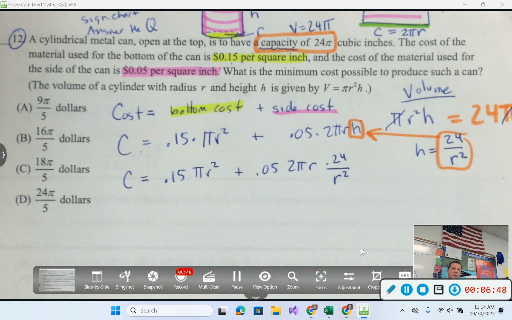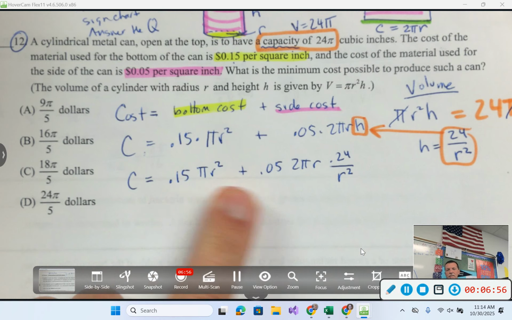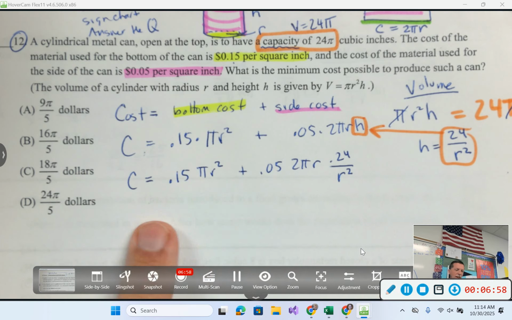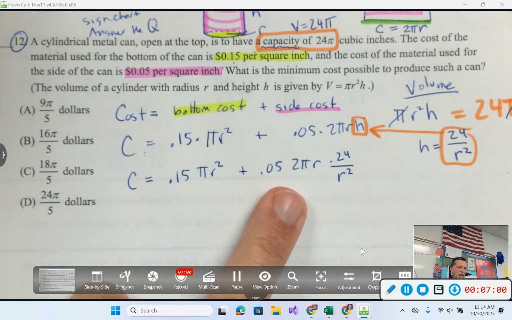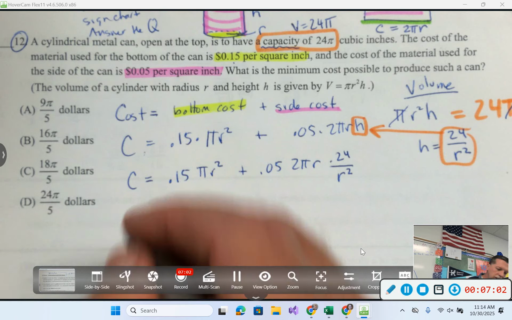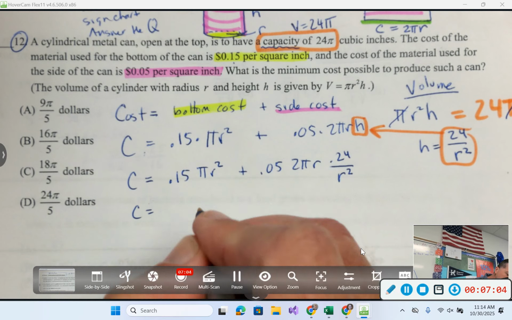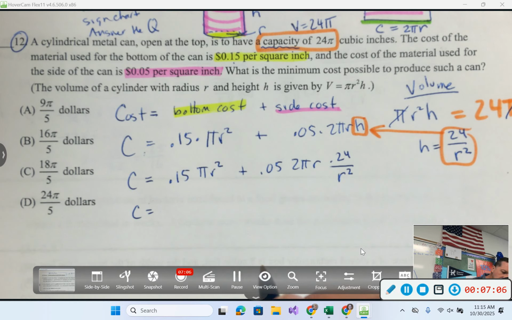Peeking ahead. I need to take a derivative, but I'm peeking ahead at my answers, and my answers are all fractions, so it might be wise at some point to change these to fractions. Maybe not yet. Maybe we could take a derivative first and then change it. Am I ready for a derivative yet? I don't think so. I want to clean this up.